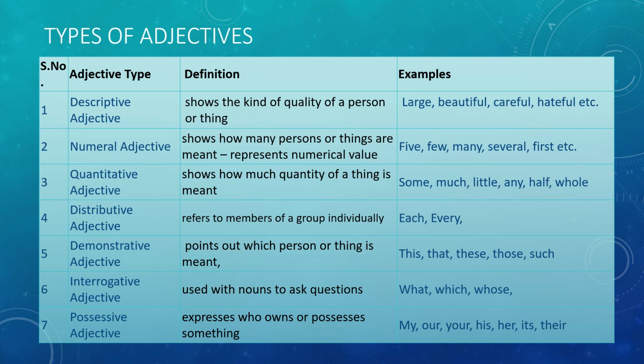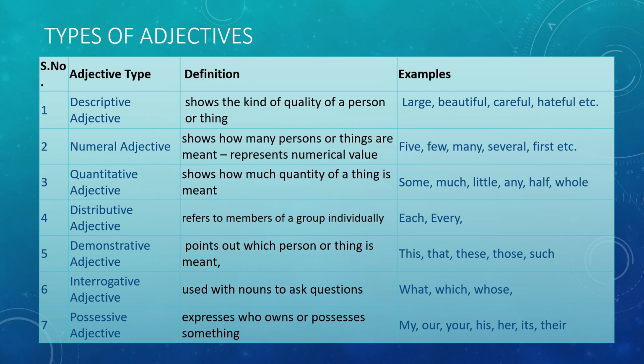And finally, we have possessive adjective. It expresses who owns or possesses something. For example, they are my books. It's your mistake. It's their building.